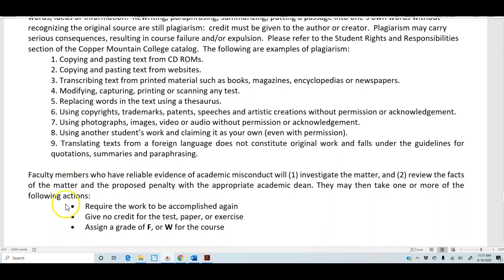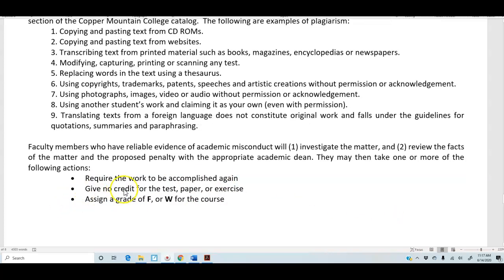So again, faculty members who have reliable evidence of academic misconduct will investigate the matter and then review the facts of the matter and the proposed penalty with the appropriate academic dean. They may then take one or more of the following actions: require the work to be accomplished again, give no credit for the test, paper, or exercise, or assign a grade of F or W for the course.